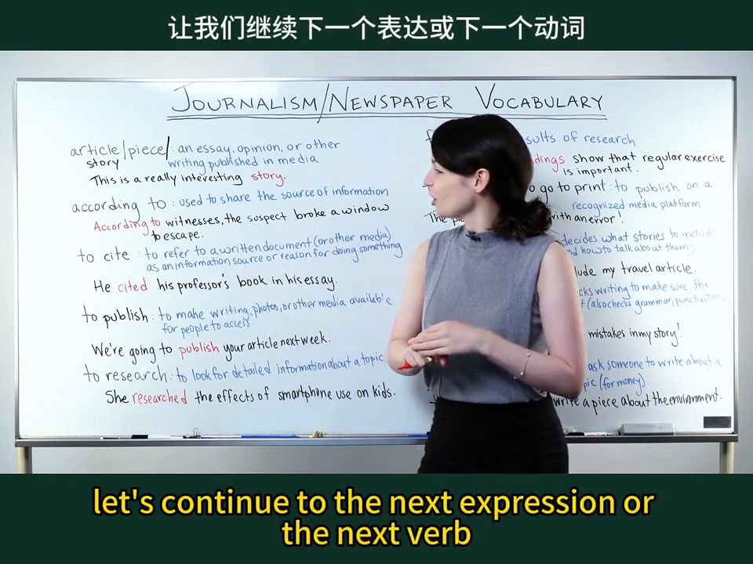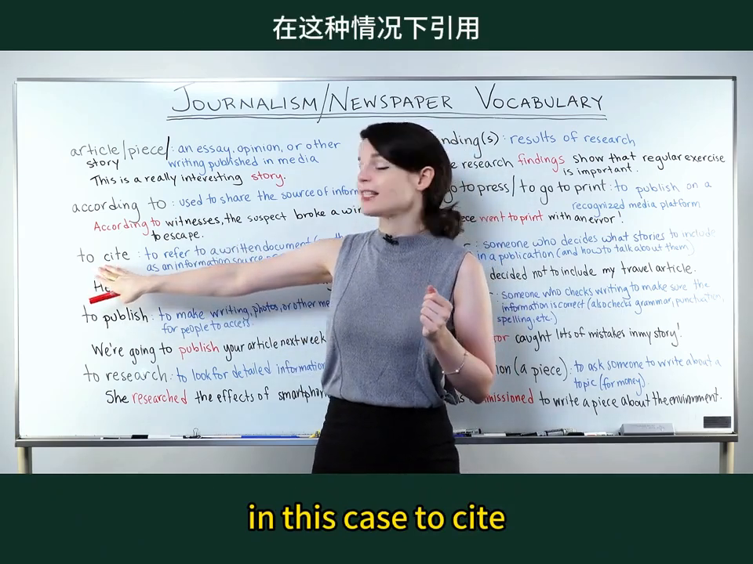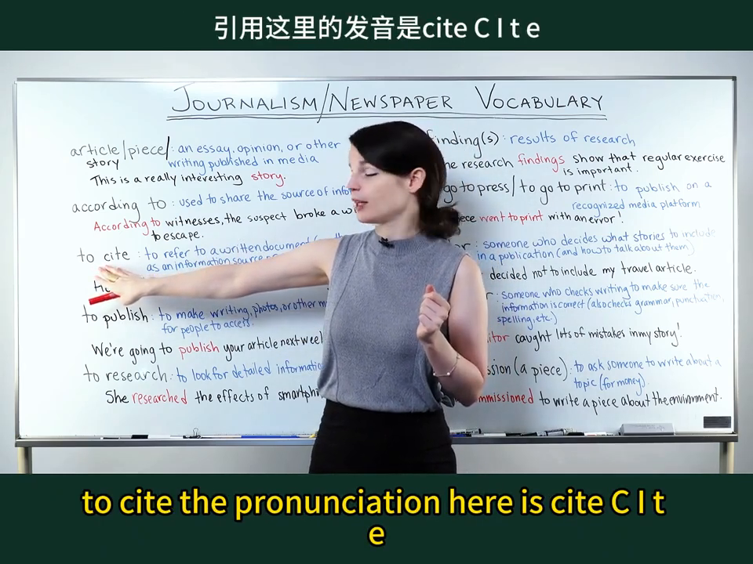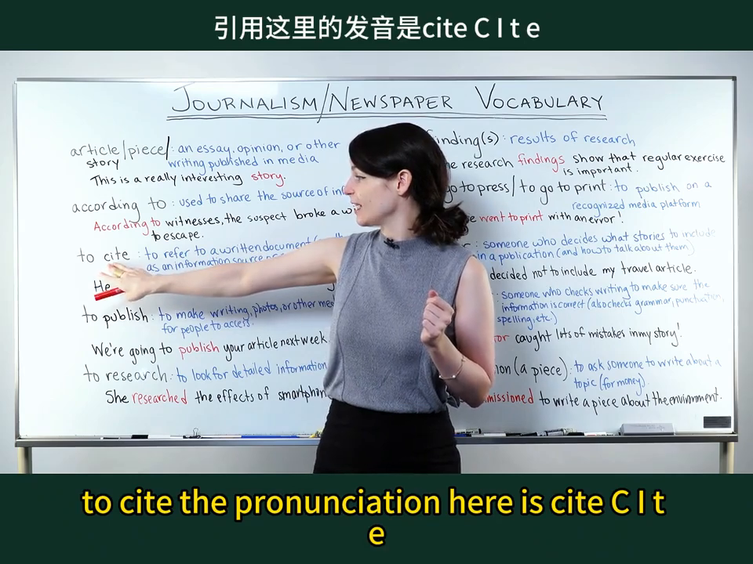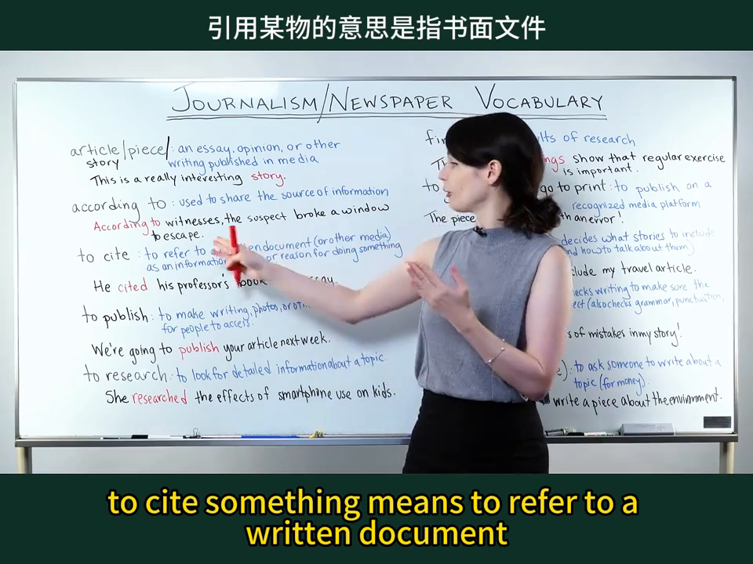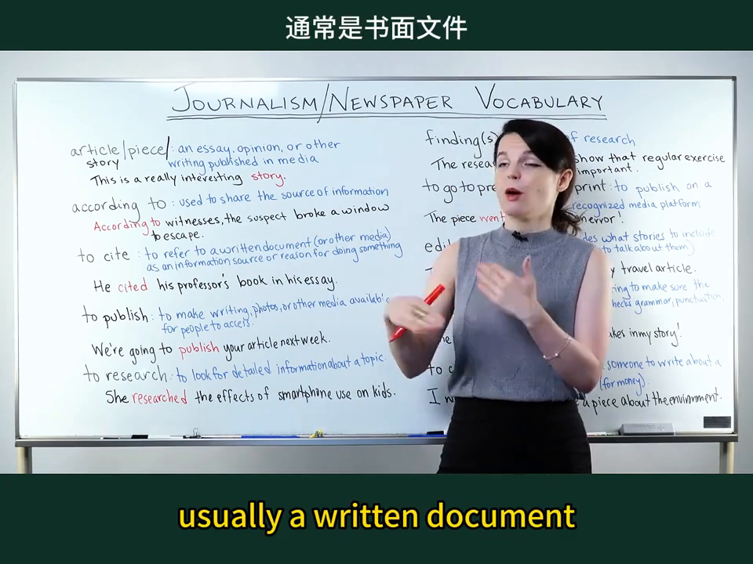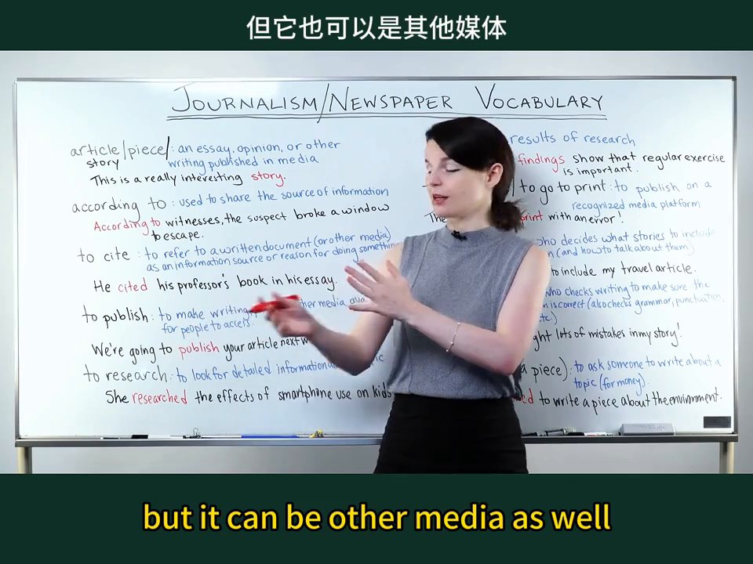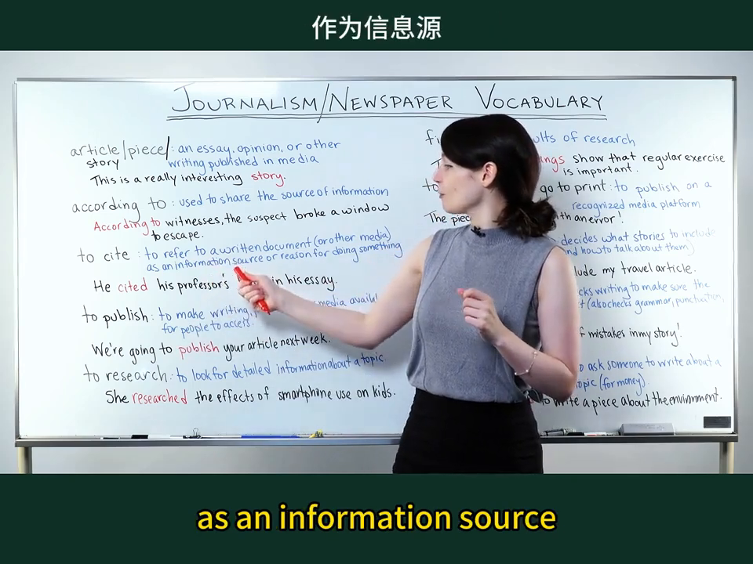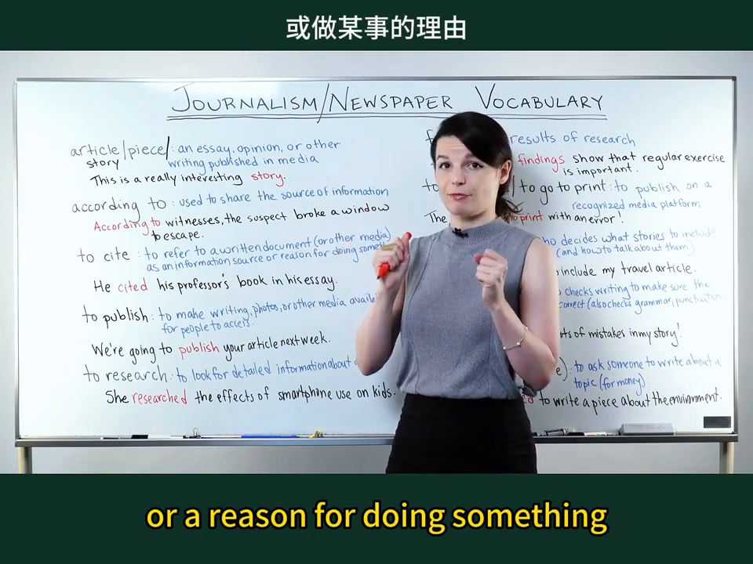Okay, let's continue to the next expression, or the next verb in this case, to cite. The pronunciation here is cite, C-I-T-E. So to cite something means to refer to a written document, usually a written document, but it can be other media as well, as an information source or a reason for doing something.